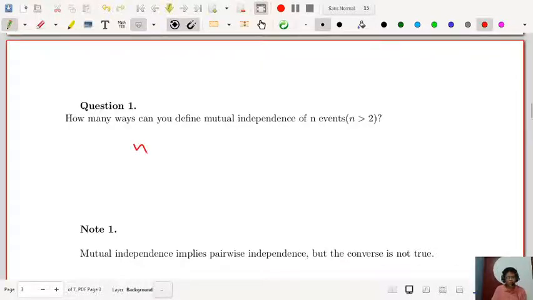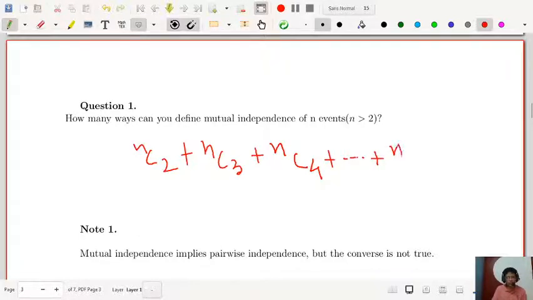So it can be nC2, right? It can be nC3 or nC4 etc., up to nCn. And that is equal to 2 to the power n minus n minus 1, right? So this is the result. Actually, the sum of the binomial coefficients is equal to 2 to the power n, and you are transposing nC0 and nC1 to that side, so it will give you this result.